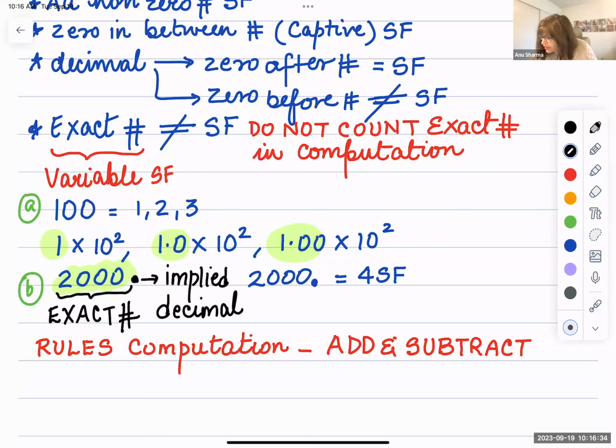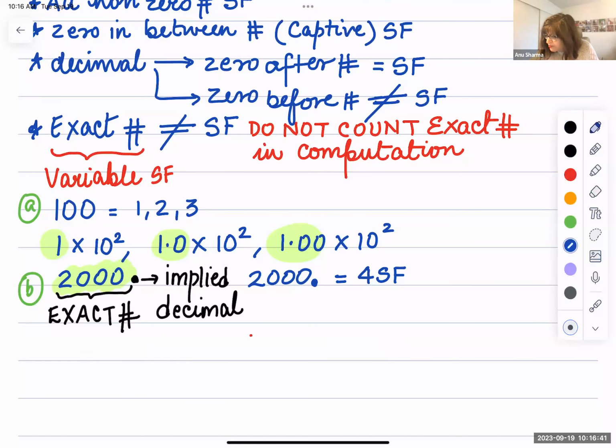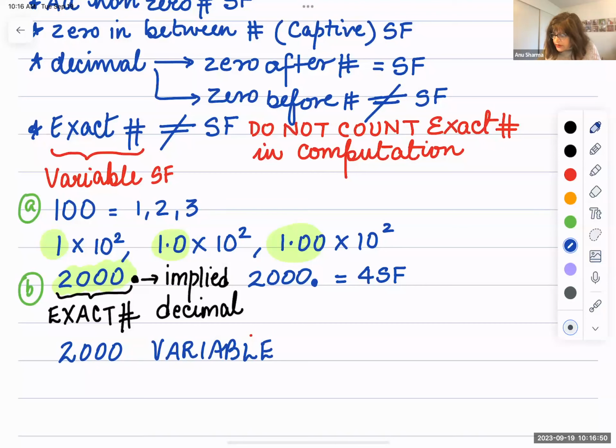Okay, and so the implied decimal is that it's just 2000. So this can have variable significant figures. Okay, and what are those? So 2000 can be written as... remember that the implied decimal can be moved. So if you can write that number in scientific notation, this can be like 2000.